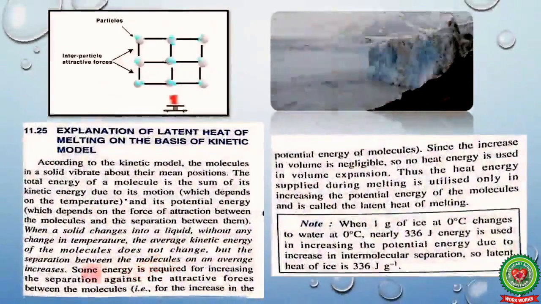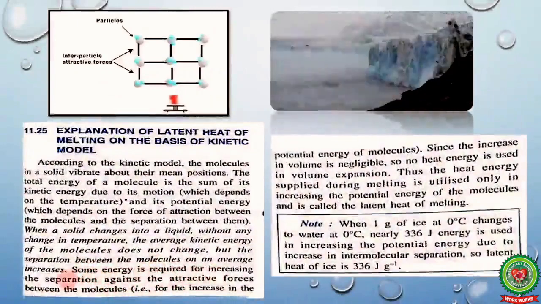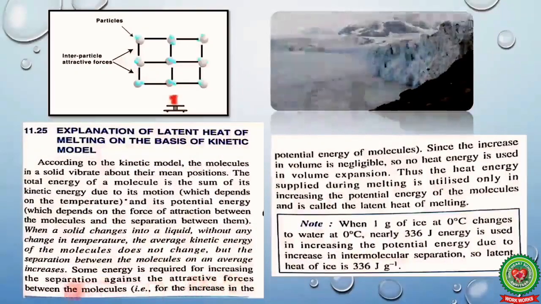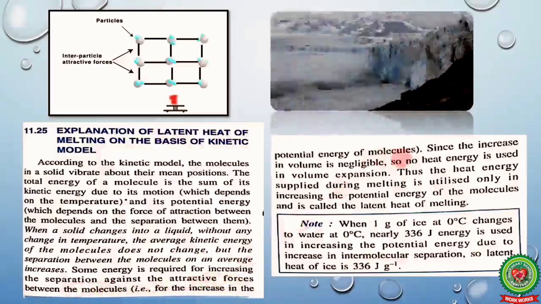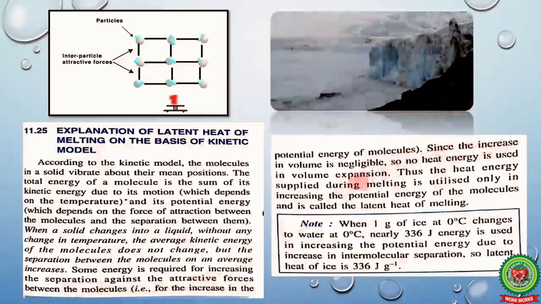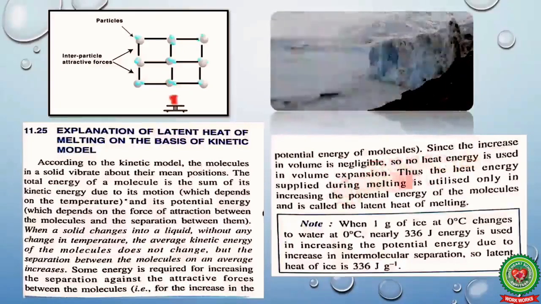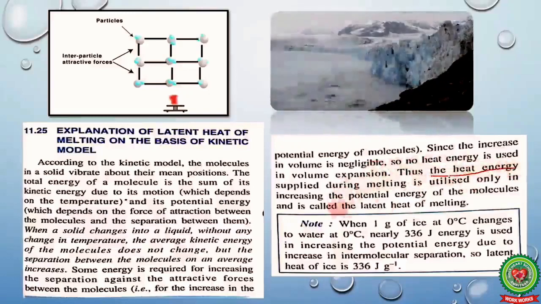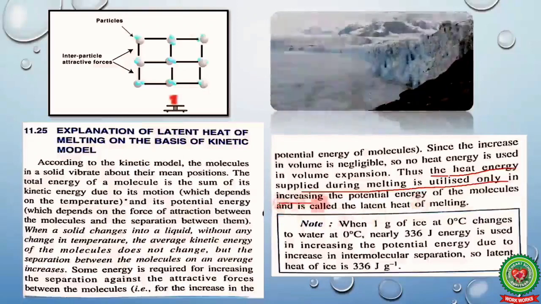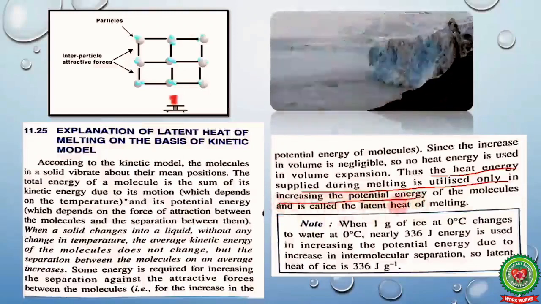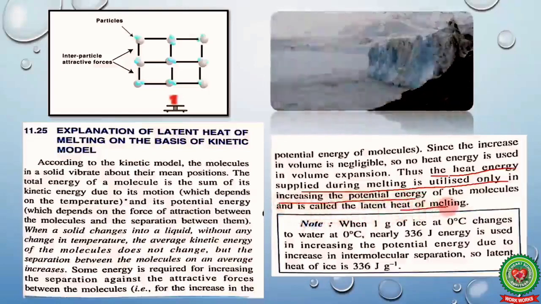Now let's read the book. Now some energy is required for increasing the separation against the attractive forces between the molecules, that is, for the increase in the potential energy of molecules. Since the increase in volume is negligible, so no heat is used in volume expansion. Thus, the heat energy supplied during melting is utilized only in increasing the potential energy of the molecules and is called the latent heat of melting or latent heat of fusion.